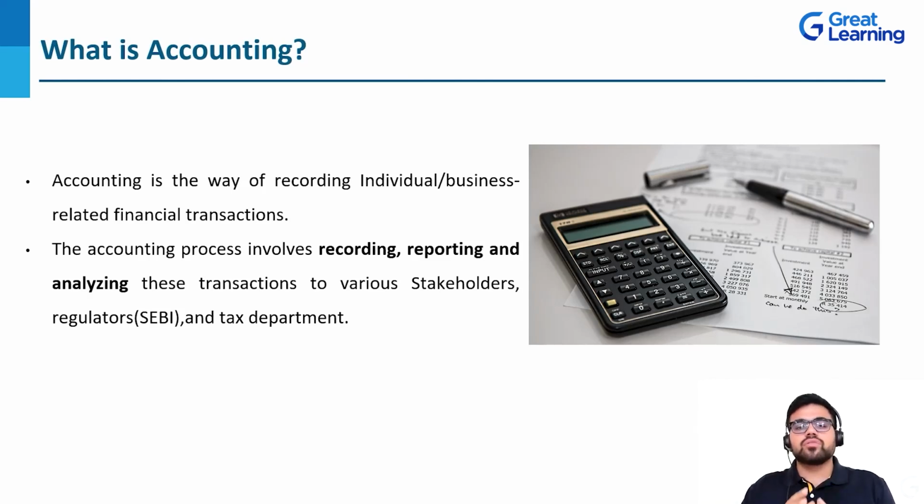So now the accounting process involves three major phases. The first one is recording, second is reporting, and the third one is analyzing those transactions for various stakeholders and regulators involved. So it can be internal stakeholders like the board of directors, or external stakeholders like the general public who want to invest their money in the company, or regulators like SEBI, Securities and Exchange Board of India, or the Tax Department. They would want to know what the financial transactions happening in your company are.